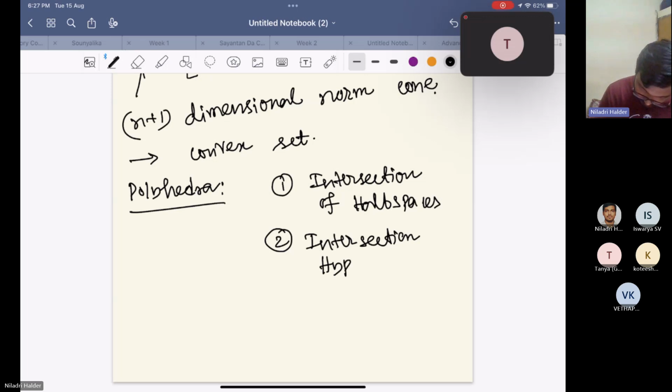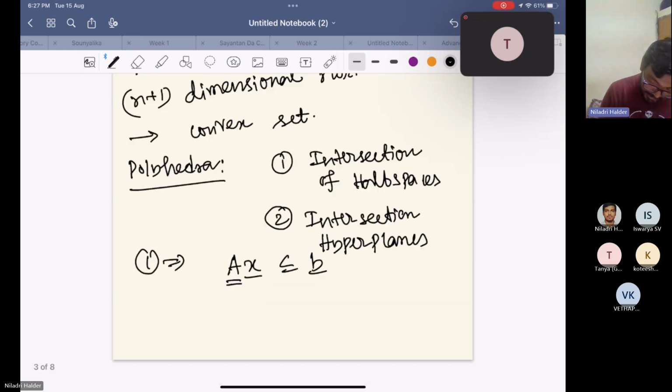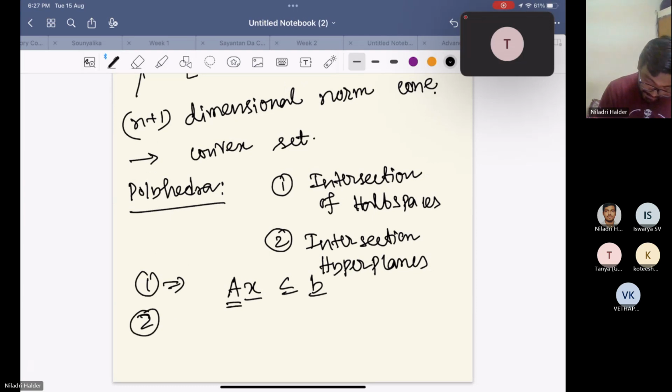This is the hyperplane. So what will be the intersection of hyperplanes? One can be shown by the equation Ax less than or equal to some vector b. The second one is for the hyperplanes, Cx equal to d. If these two conditions are satisfied, then we can say that this is the polyhedron.